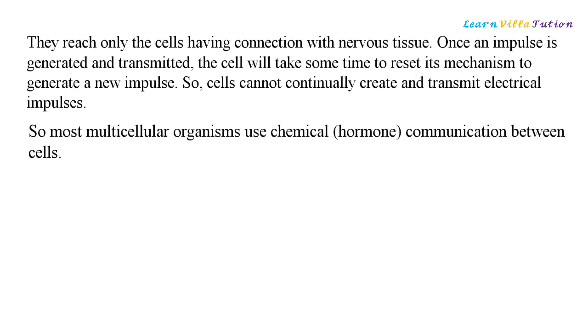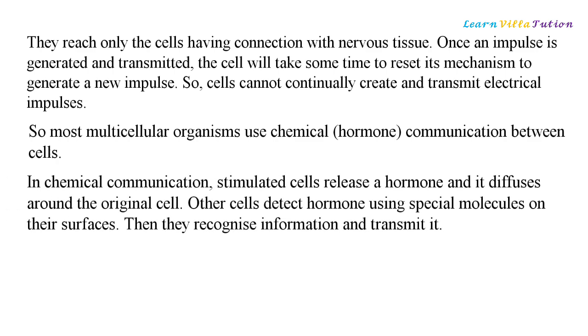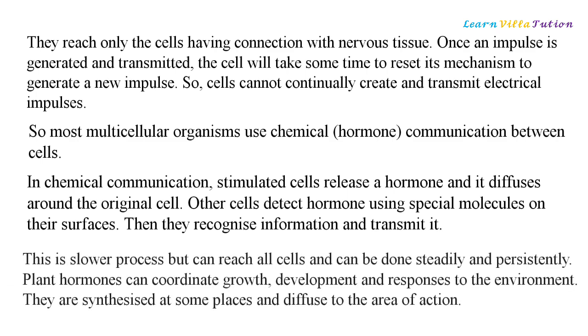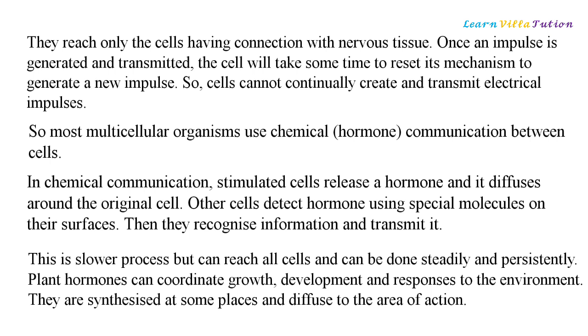So most multicellular organisms use chemical, or hormone, communication between cells. In chemical communication, stimulated cells release a hormone and it diffuses around the original cell. Other cells detect the hormone using special molecules on their surfaces. Then they recognize the information and transmit it. This is a slower process but can reach all cells and can be done steadily and persistently.